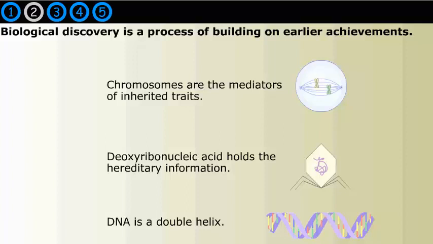Biological discovery is a process of building on earlier achievements. Several important steps led to the discovery that DNA holds the hereditary information. Let's look at how biologists first determined that chromosomes are the mediators of inherited traits.